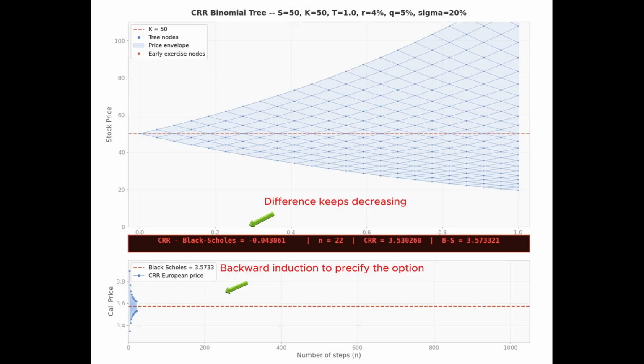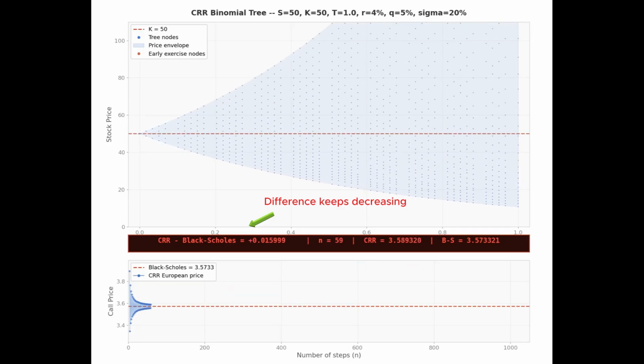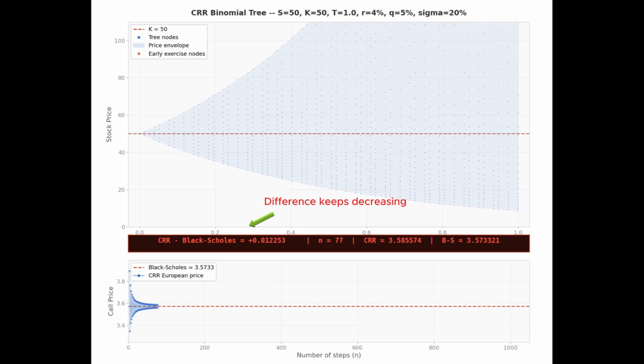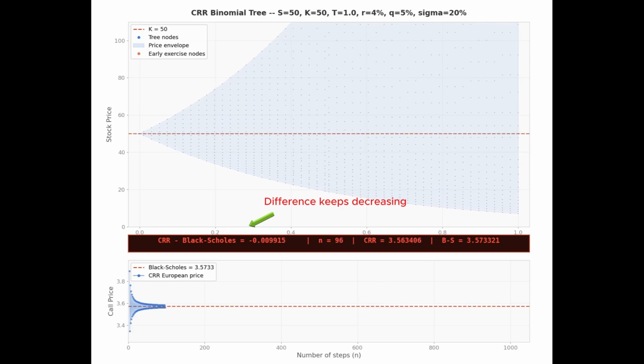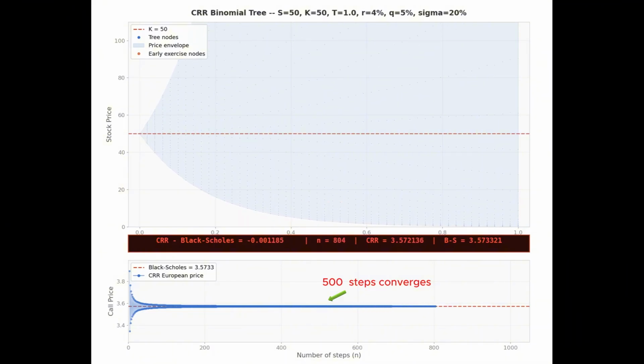That happens because the number of nodes in the tree is still relatively low, so the estimate is less precise. But as we keep increasing the number of steps in the tree, you can see the option value converging to the BS price, and the difference between the two prices keeps getting smaller. So after around 500 steps, the result basically converges.